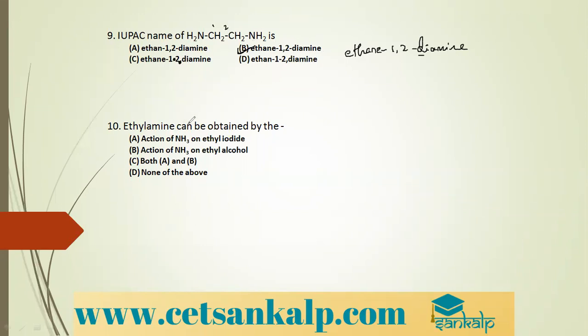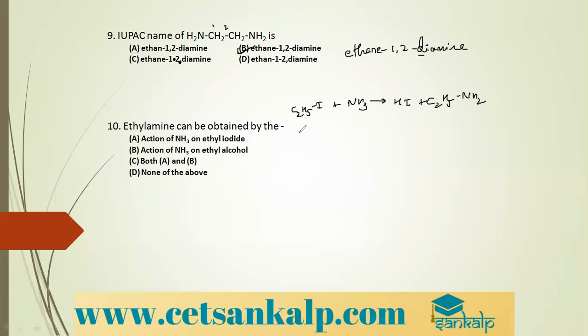Yes, ethylamine can be obtained by, yes, ethylamine they are saying. So ethylamine is C2H5NH2. How do you obtain ethylamine? Action of NH3 on ethyl iodide, is it right? Ethyl iodide, C2H5I plus NH3. What do we get? We get HI and then C2H5NH2. Yes, of course we get.